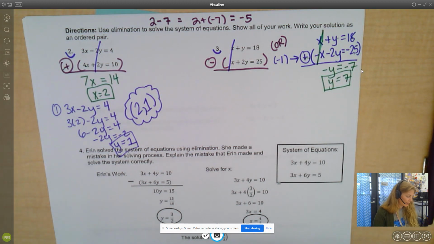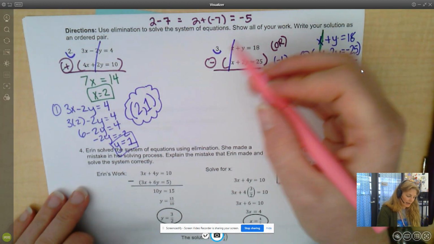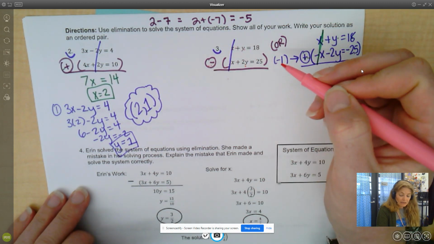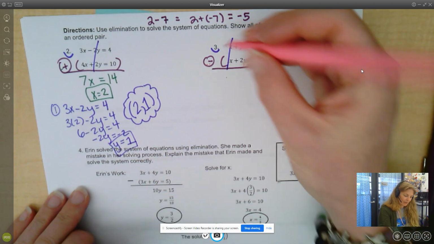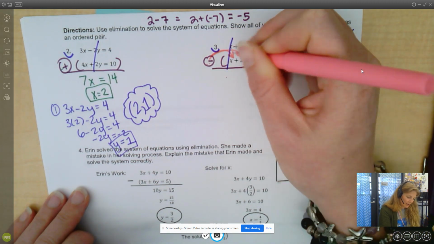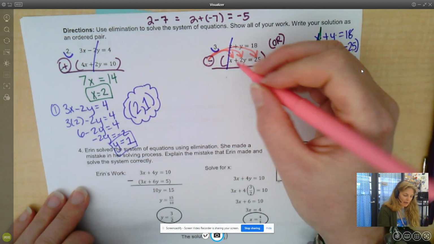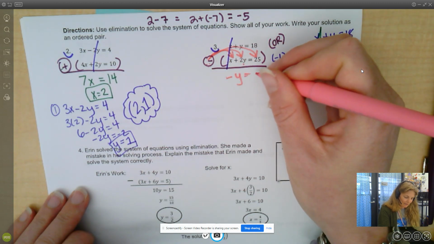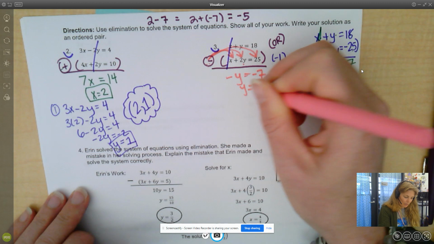So taking a look here, we could have subtracted. x minus x is 0, y minus 2y. Remember, we have to distribute this negative to every single one of these. Y minus 2y is negative y, and 18 minus 25 is negative 7. So again, we get y equals 7.